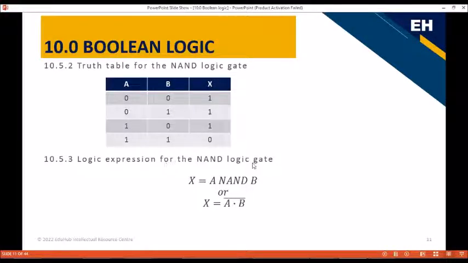The logic expression for the NAND logic gate is written in a similar way as other logic expressions, except that the keyword which is between the inputs is now NAND. That is X equals A NAND B, or X equals bar A dot B. So any of these is actually valid.